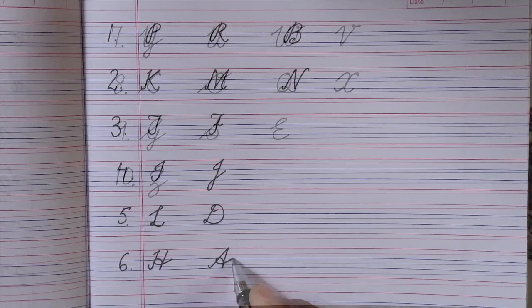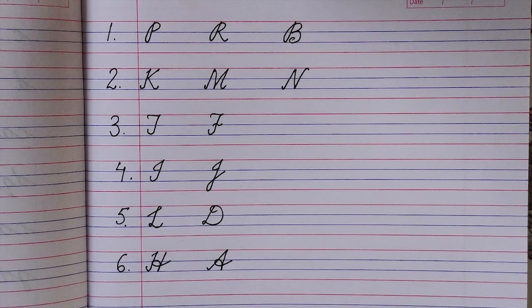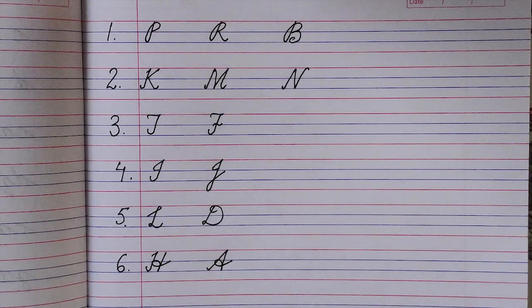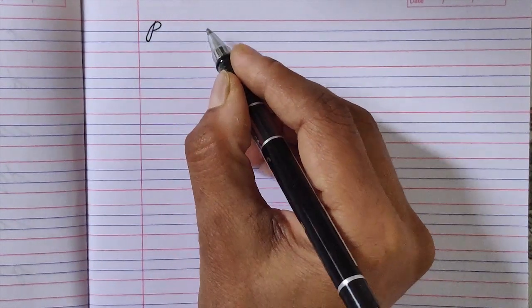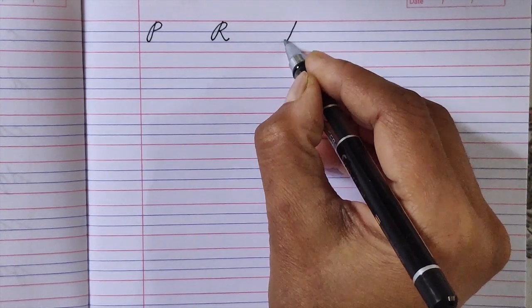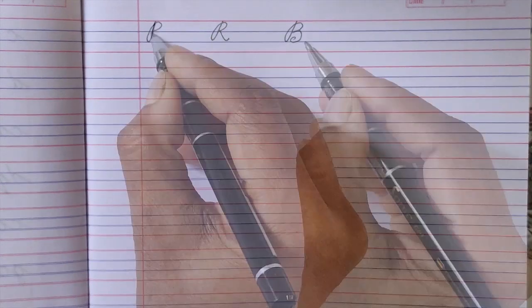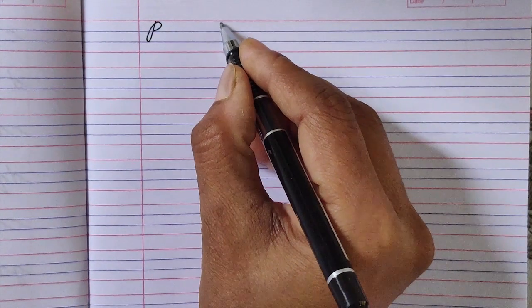of letters have similar formation. For example, the first set of letters P, R, B, while forming them, we have to move our hand in a similar manner, and they have very minor differences which make their formation little bit different from each other.